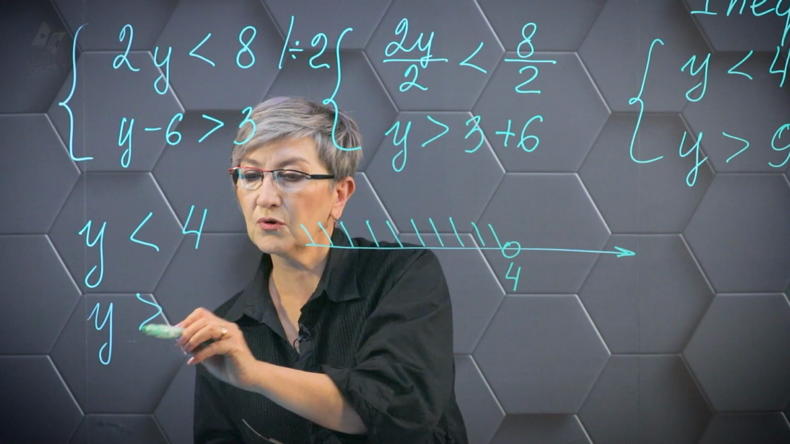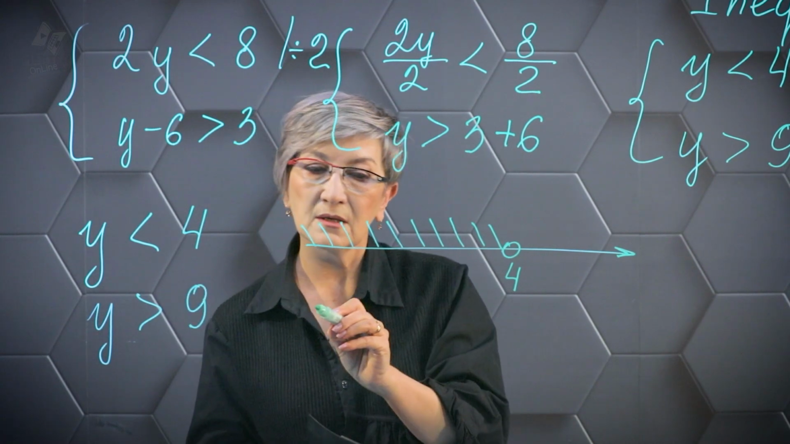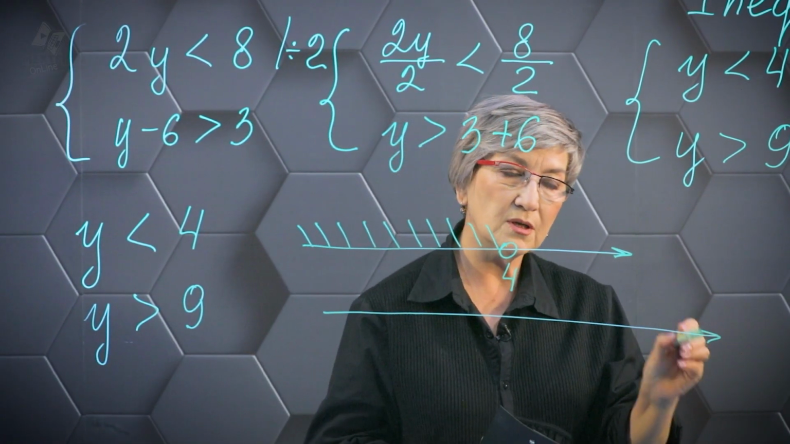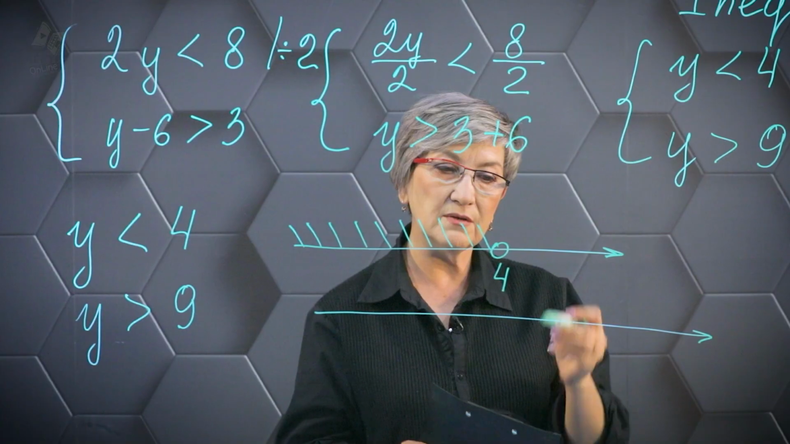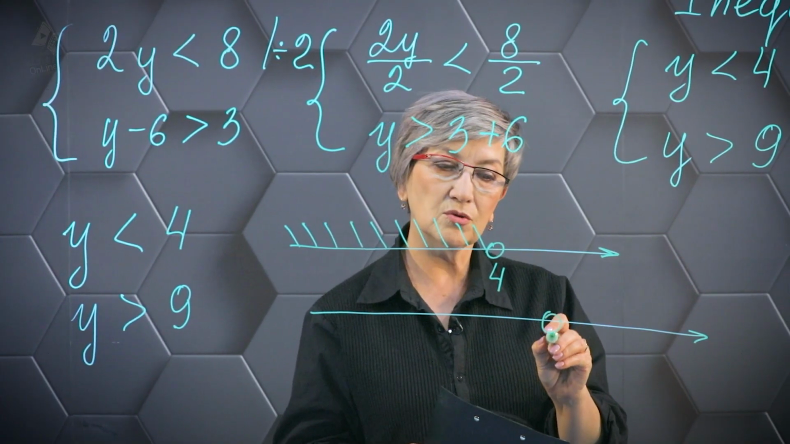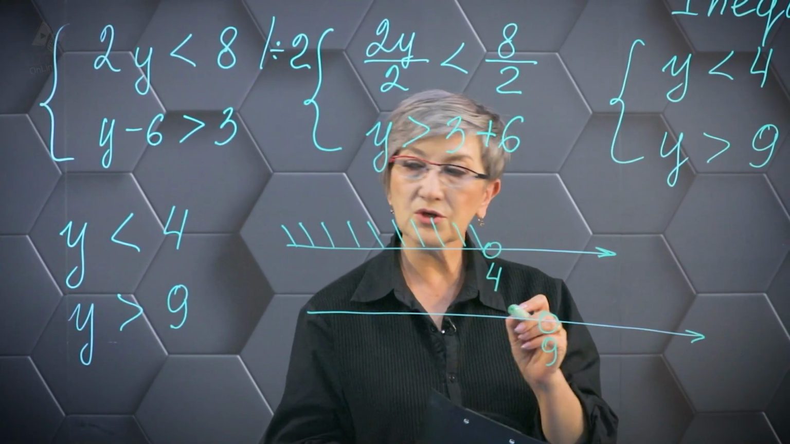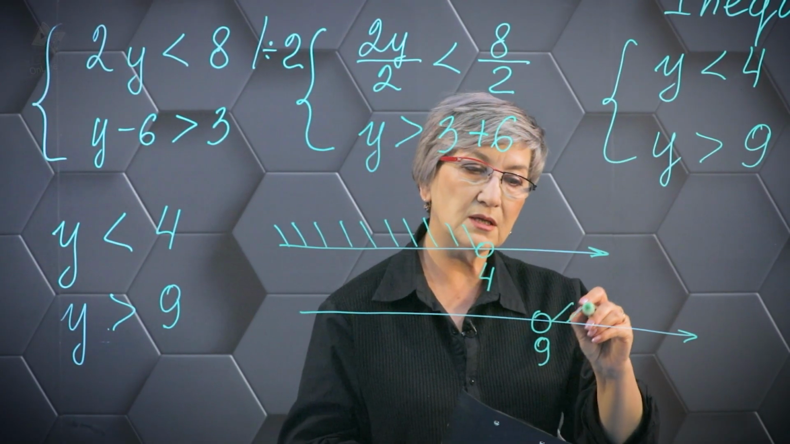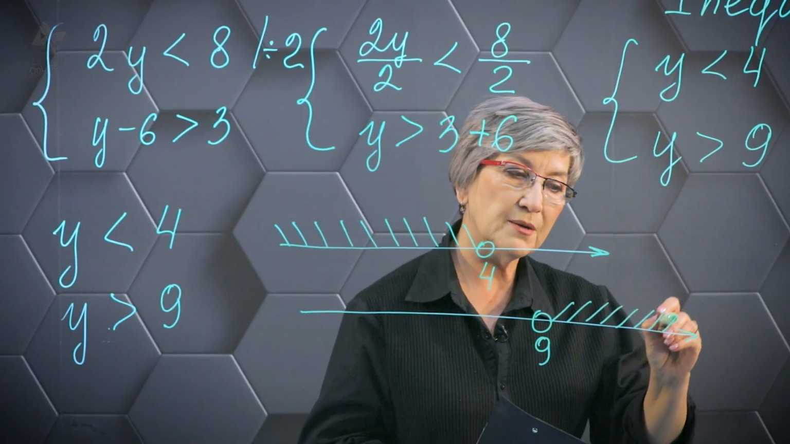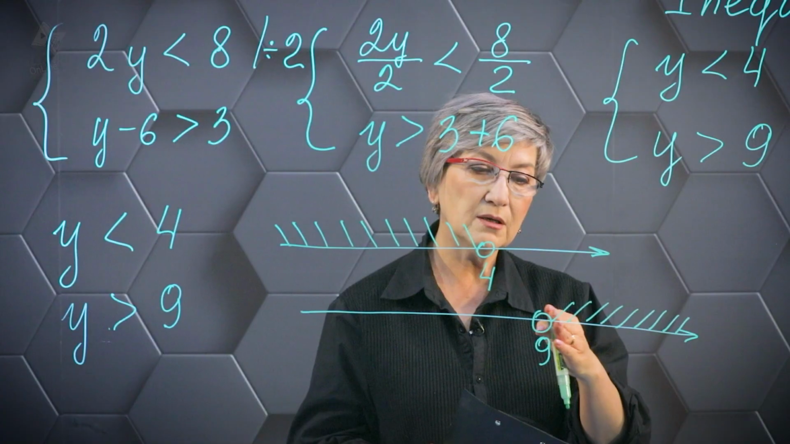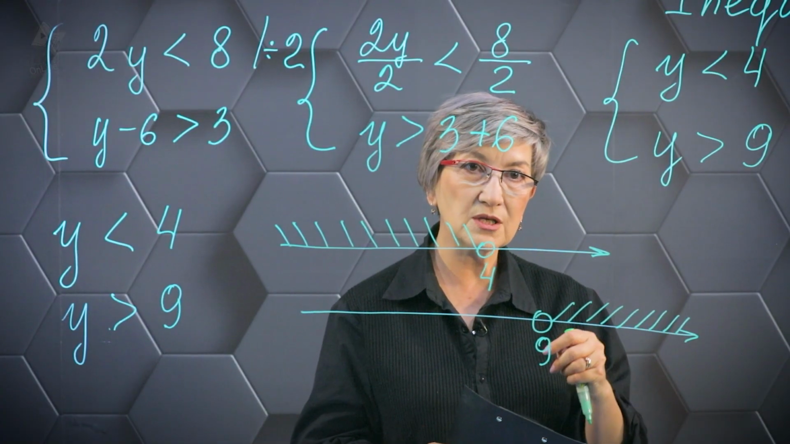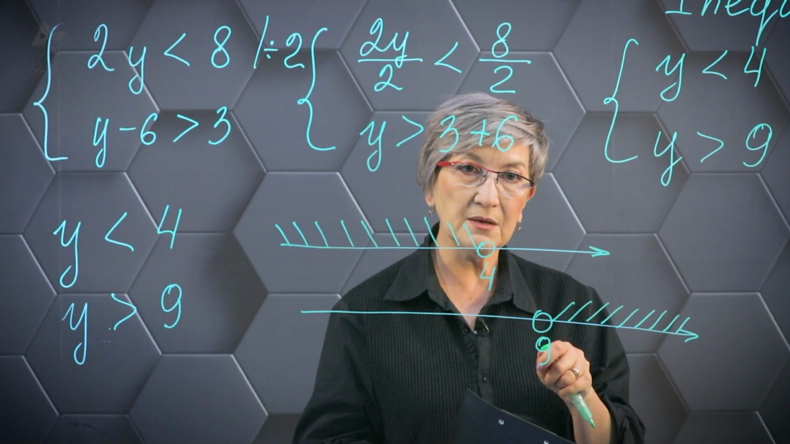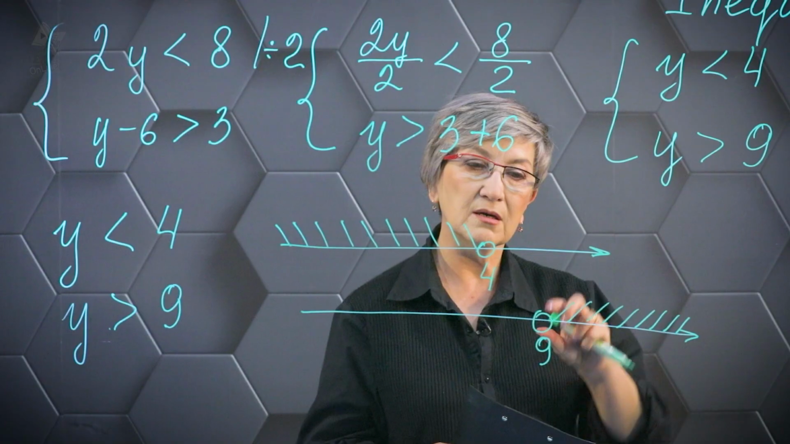Now I will show the solution to the second inequality. I have y greater than 9. I will indicate the number 9 on the number line. 9 is an empty point on the line. All values greater than 9 are a range, which is located to the right of the number 9. Now we will proceed to the final step.